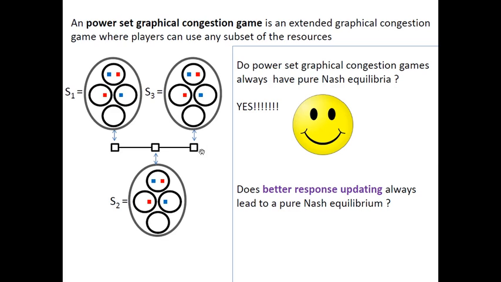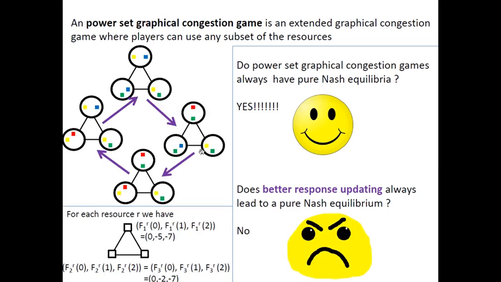Okay, so how do we actually reach the pure Nash equilibria? How about better response updating? Does that always lead to a pure Nash equilibrium? The answer, unfortunately, is no. So here's an example of a game which has 3 players and 4 homogeneous resources. And in this system, the better response updating is not guaranteed to get you to a pure Nash equilibrium, because there's this example here where you can just keep doing better response updates and you can get back to the state that you started from.